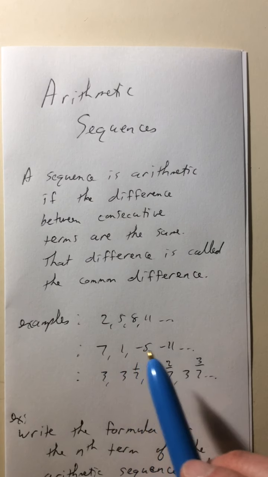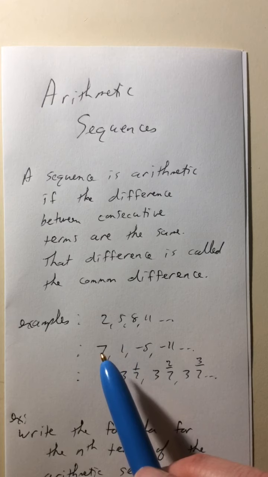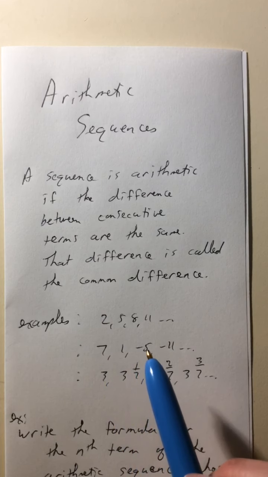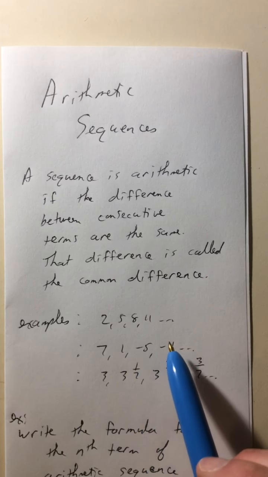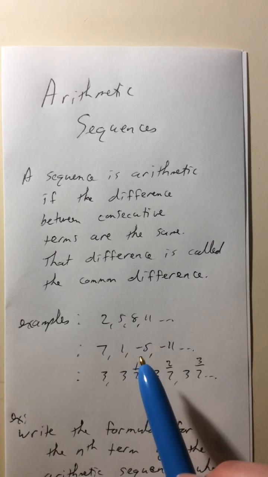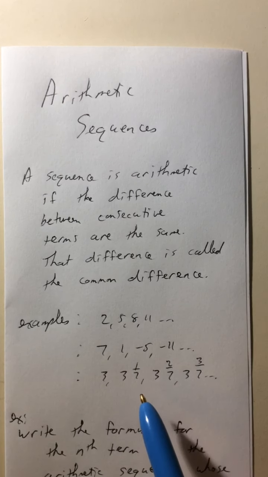Let's check this one. 7, 1, negative 5, negative 11. So let's check it out. 1 subtract 7, that's negative 6. Negative 5 minus 1, negative 6. Negative 11 minus negative 5, negative 6. So the common difference is negative 6, and this is arithmetic.